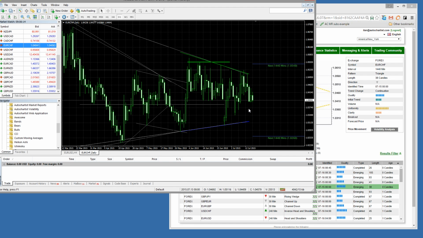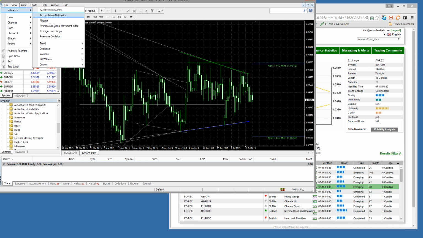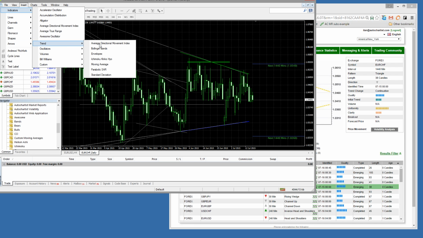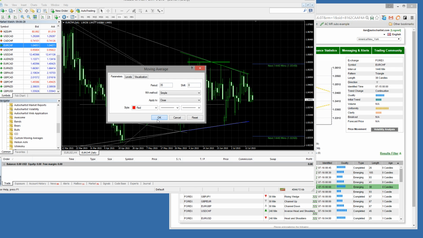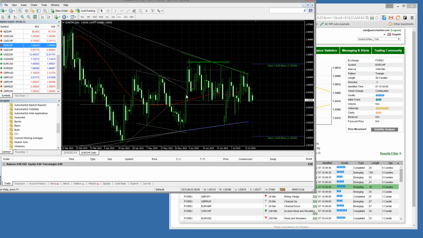Now, you can quite clearly see that when you add something like a moving average onto this graph, you can see that the moving average is kind of moving sideways, okay, which is to be expected, because we can see quite clearly from the graph that the moving average would be moving sideways, right?